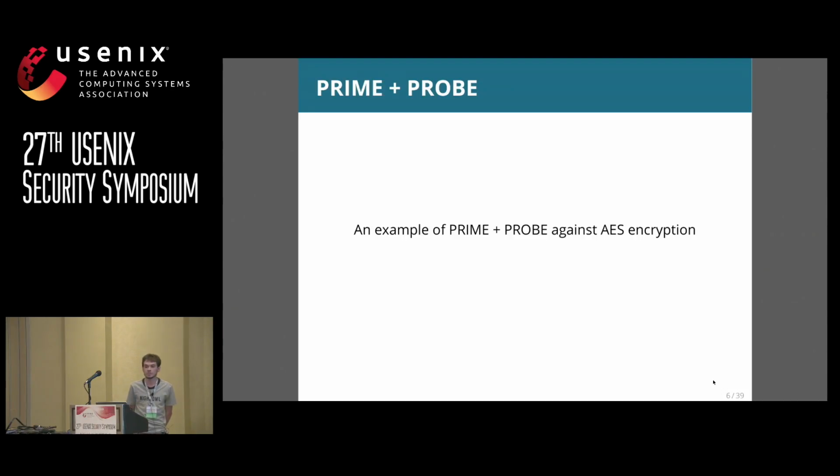So I'll give you a more concrete and practical example of this. We'll look into prime and probe, which is one of the cache attacks. If you're interested in any of the other cache attacks, flush reload, flush and flush, or prime and abort, please read the paper. So I'll show you an example of prime and probe against AES encryption first.